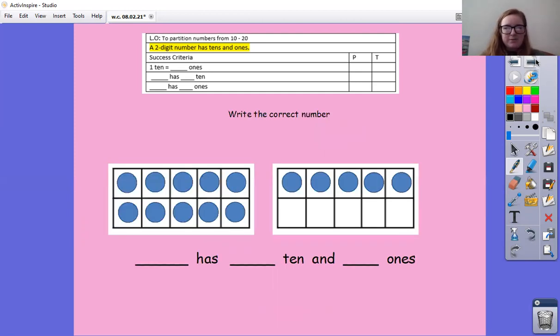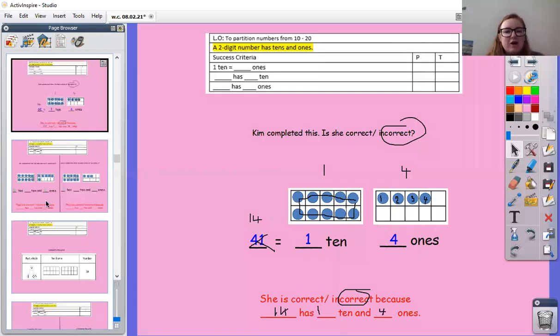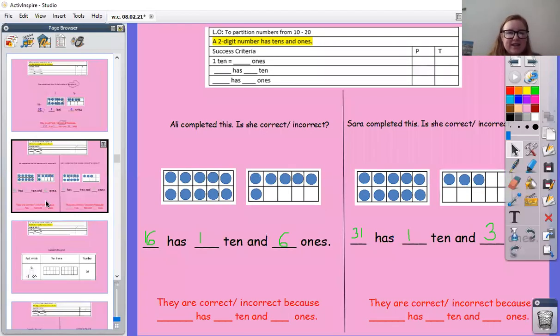Fantastic. Okay. So Ali completed this. Is she correct or incorrect? So Ali thinks that this number is 16 because it has 1 ten and 6 ones. Well, let's have a look.